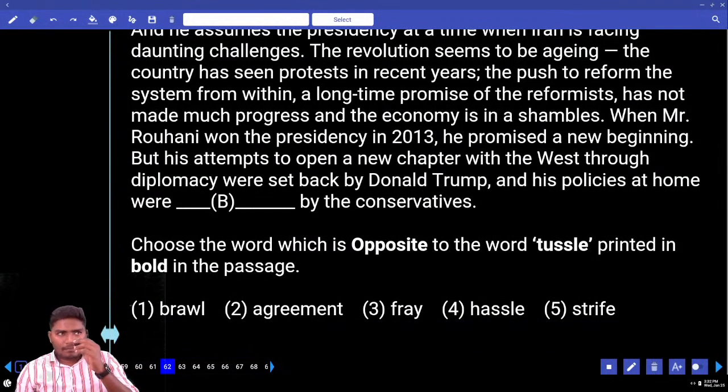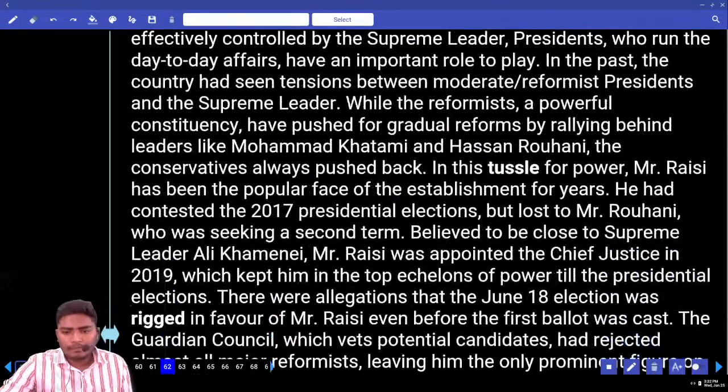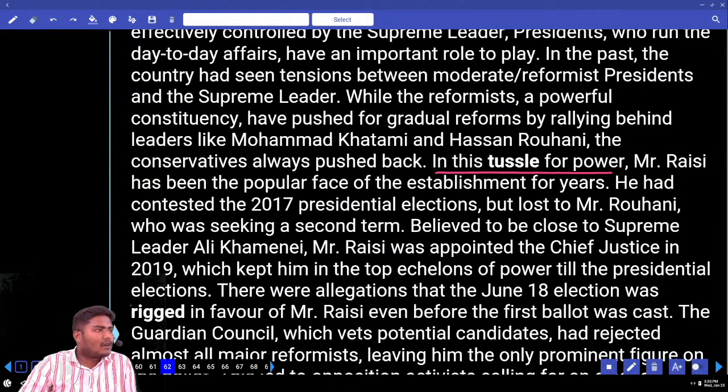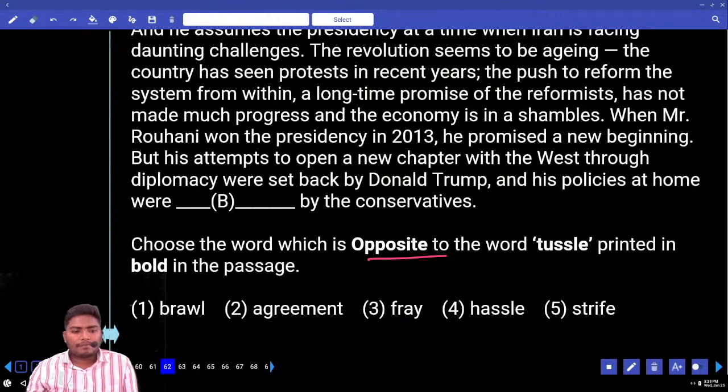Opposite of the word tussle. What do you mean by tussle? Where is the word? In this tussle for power. What happens for power? For example, a tussle is happening. What does it mean by tussle? Tussle is nothing but fight, struggle. Now we need the opposite of that. Okay, brawl is a direct synonym. Tussle and brawl are the same.